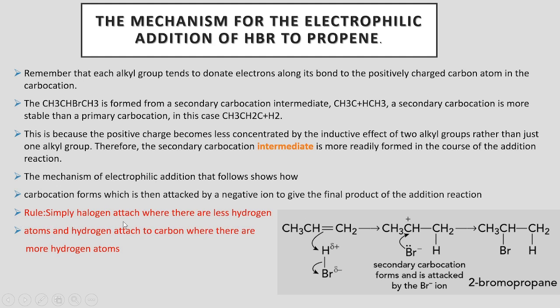You can go through the whole of the text, but I have written a simple rule here. Hydrogen attaches to the carbon where there are more hydrogen atoms, not to the carbon with fewer hydrogen atoms. So it's a simple rule for the formation of 2-bromopropane.